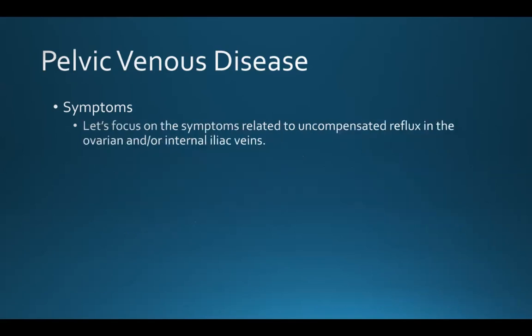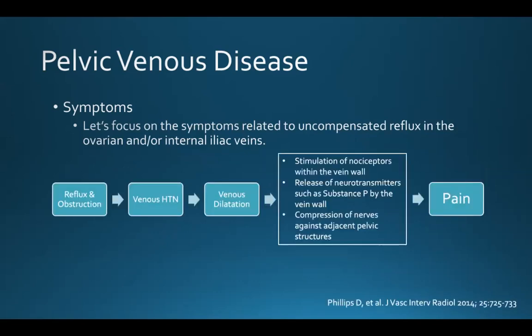So for now, let's focus on the symptoms that are related to uncompensated reflux in the ovarian and/or internal iliac veins. Remember that reflux and obstruction leads to venous hypertension and venous dilatation. When venous dilatation occurs, you can stimulate pain receptors within the vein wall. You get neurotransmitter release, such as substance P, by the vein wall. And you also get compression of nerves against adjacent pelvic structures due to the venous dilatation. And this can all lead to pain.